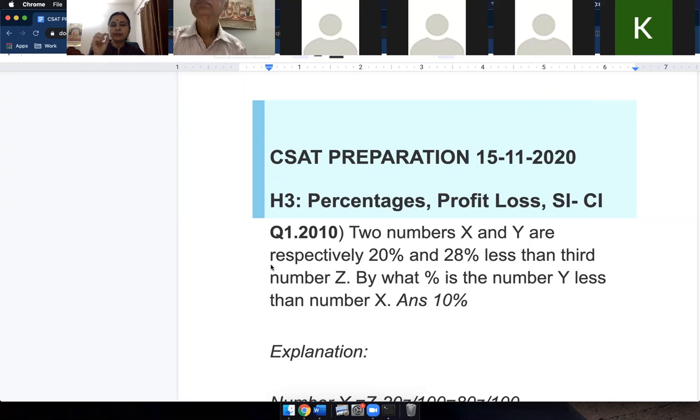We need to be very careful over there. By what percent is the number y less than number x? So with respect to x, we have to check. Can anybody explain this? Can anybody solve it and tell me the answer?